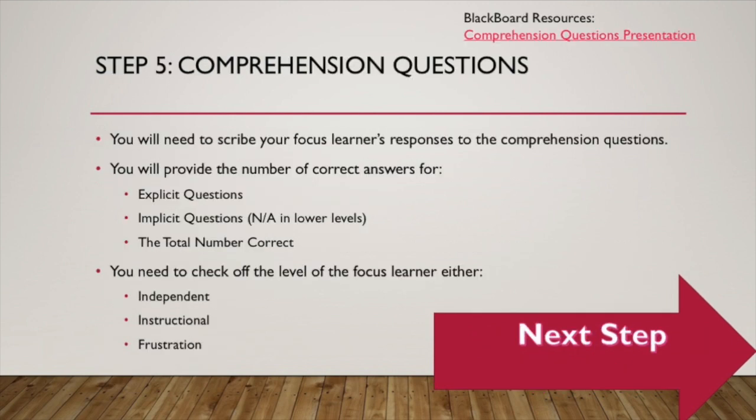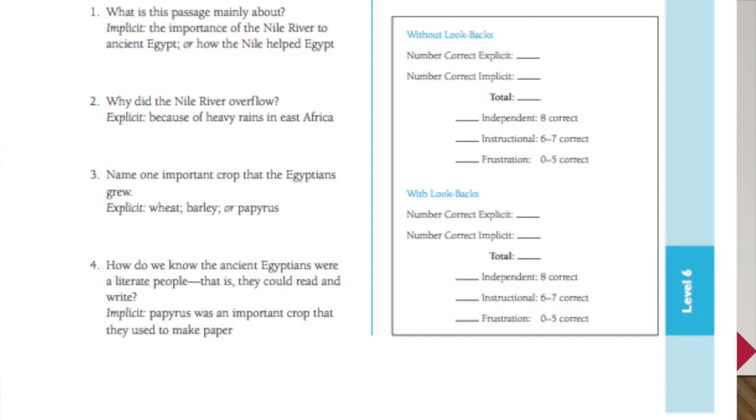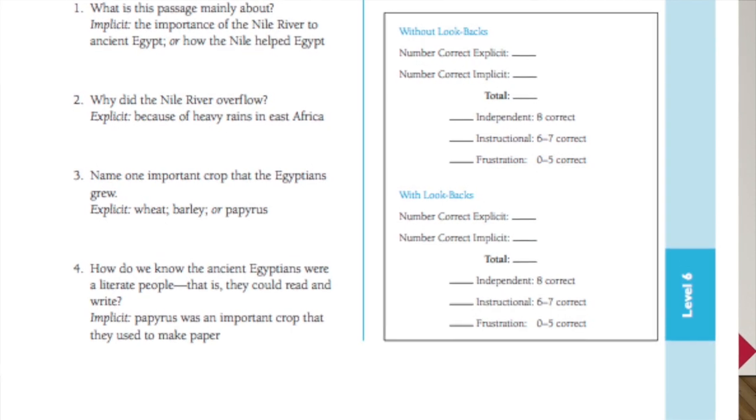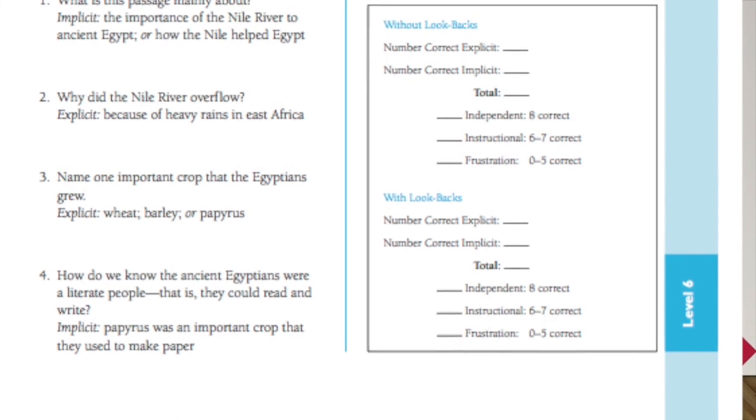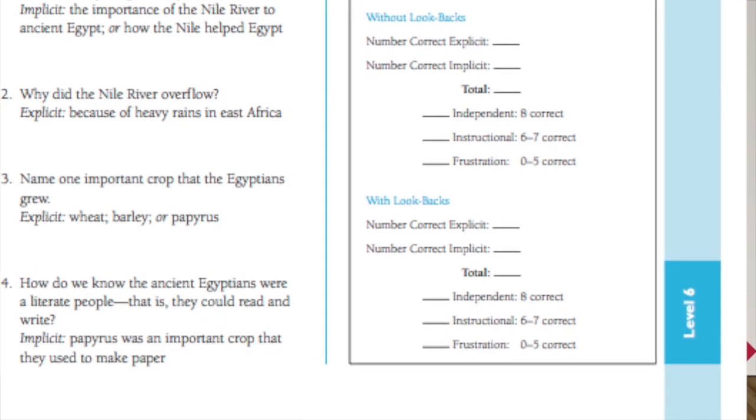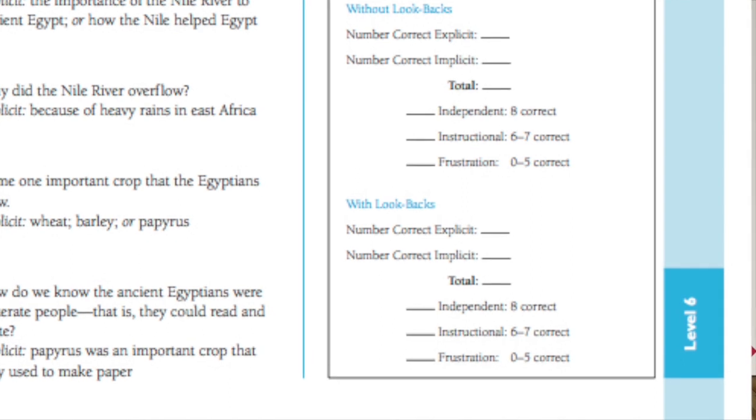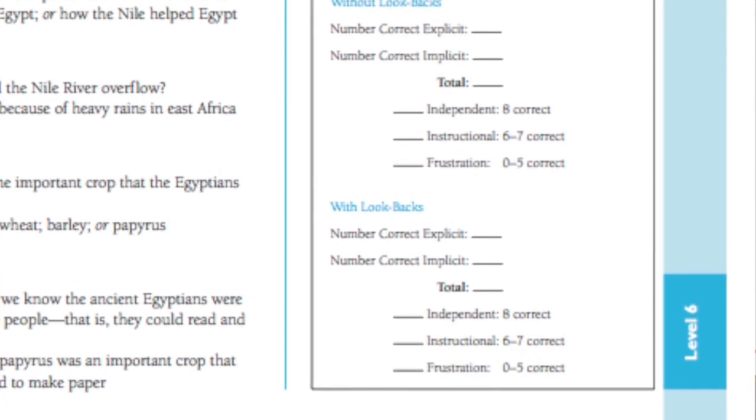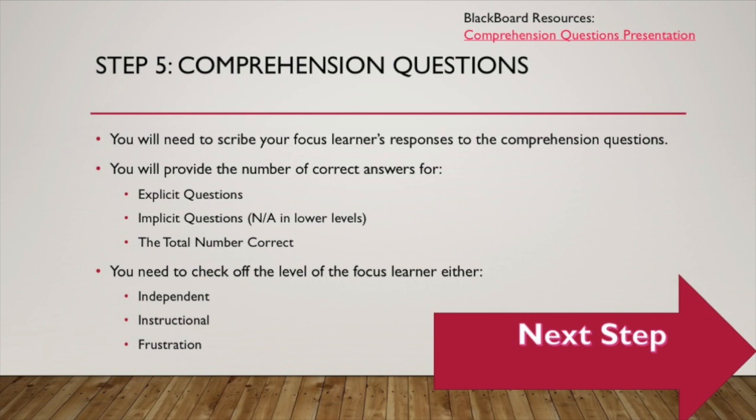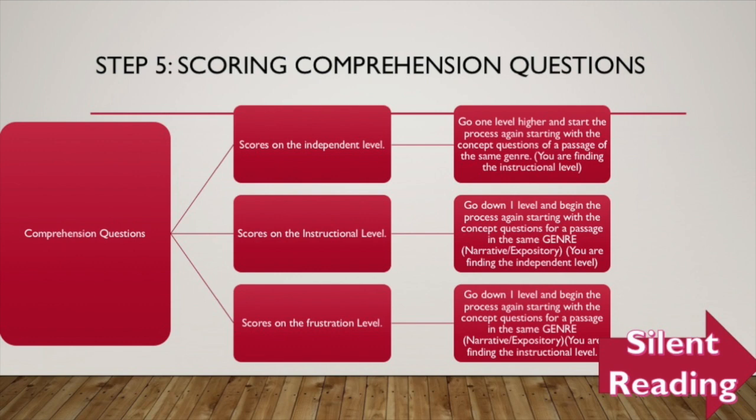When administering the comprehension questions, you will have to record and scribe the focus learner's responses. For every set of concept questions you administer, you need to provide the number of explicit questions correct, implicit questions correct, the total number correct, and then check off if the focus learner is on the independent, instructional, or frustration level for the passage. Again, this flow chart gives you the next steps.